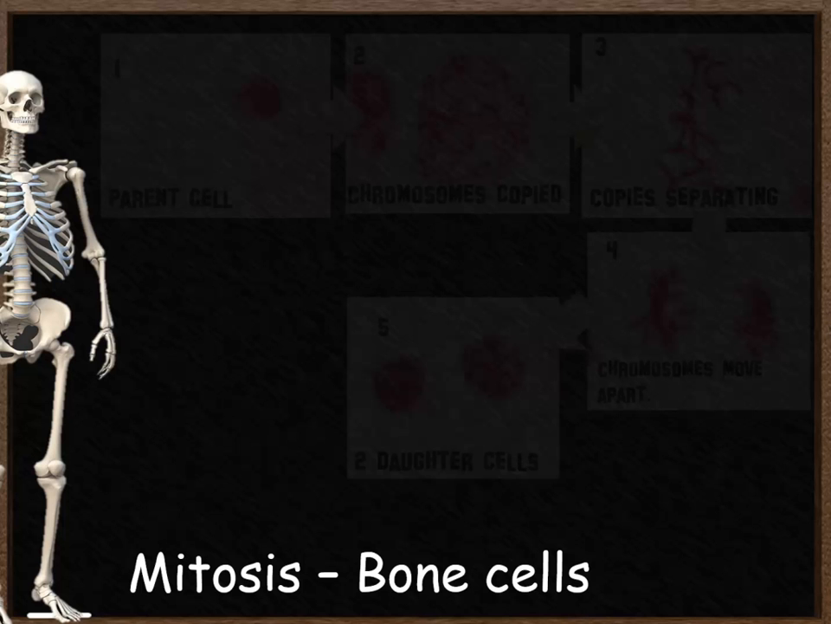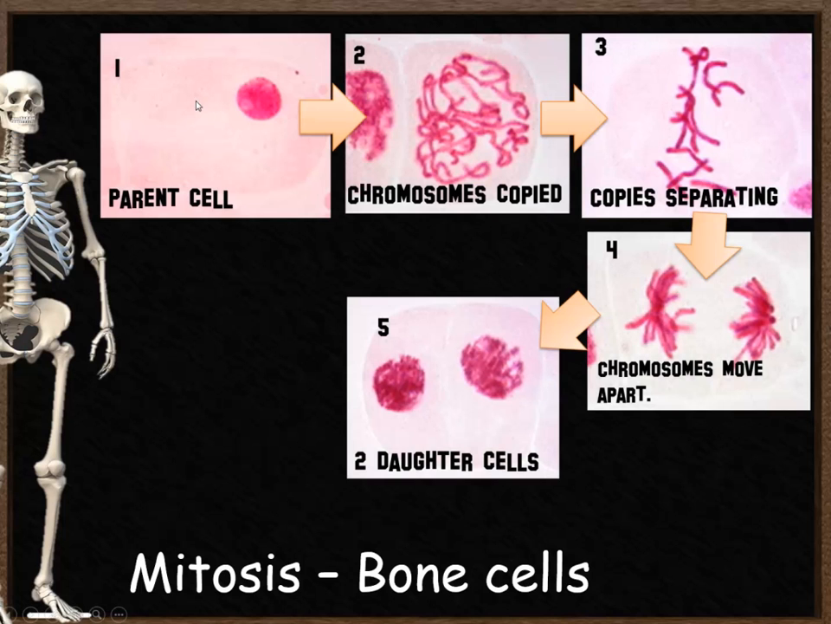We're going to have a look at this process then in bone cells to see what happens. So here's our parent cell to start with. One nucleus with all the chromosomes inside. First step is those chromosomes get copied, so there's now double the number. They then align along the center of the cell. One of each of the duplicates is then pulled into each half of the cell. New nuclear membrane forms. You then have two daughter cells with the cells splitting apart into two.